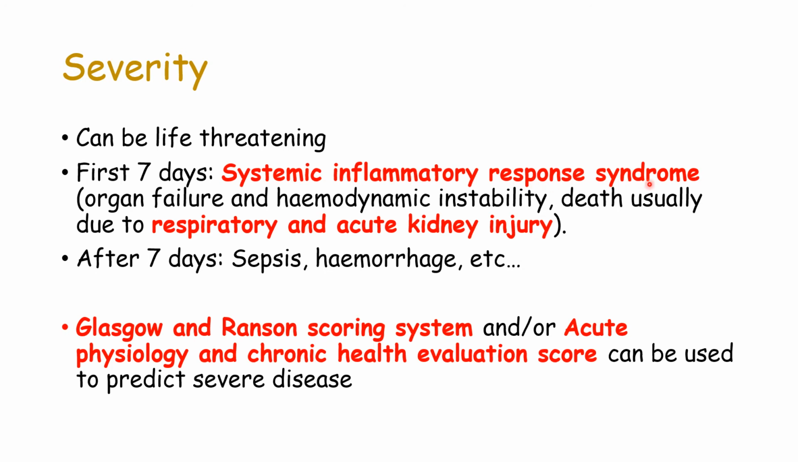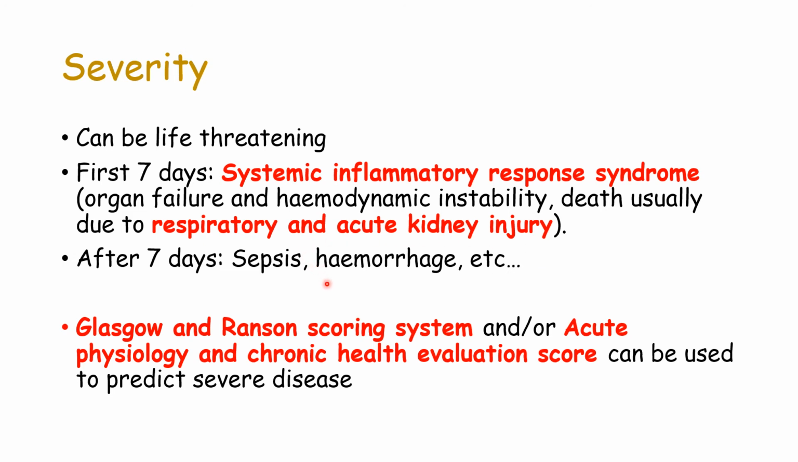And the way I think of this is, it's not really, but it's almost like sepsis without the infection. So it's your body going a bit crazy with everything that's going on with pancreatitis. There can be organ failure, there can be hemodynamic instability, and during these first 7 days, what's most likely to kill the patient is respiratory failure and acute kidney injury. So we're going to talk more about this later on in the complications slide. But after 7 days, it's mostly due to other complications of acute pancreatitis, such as sepsis or hemorrhage.